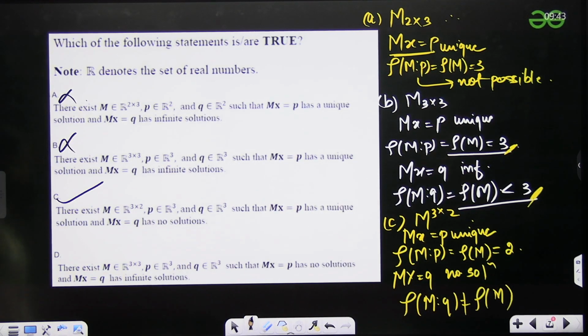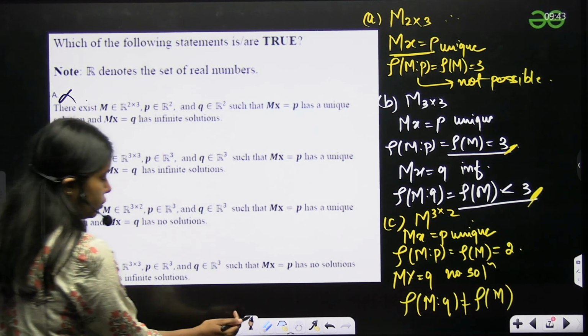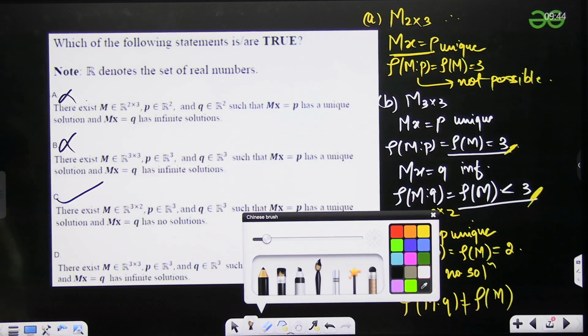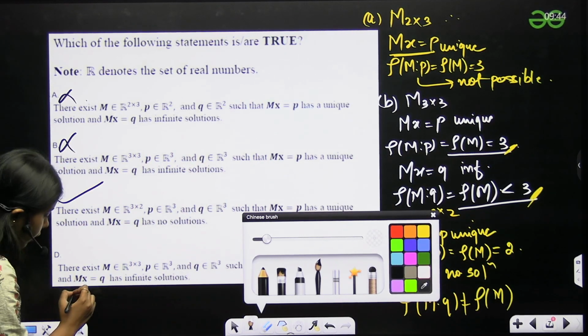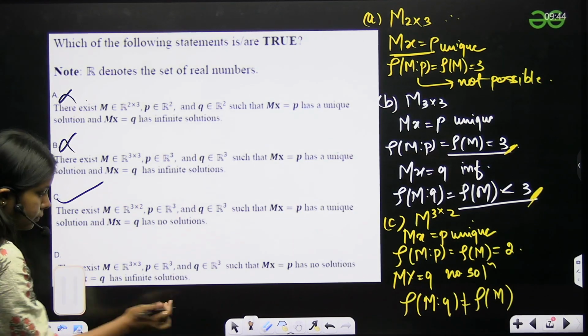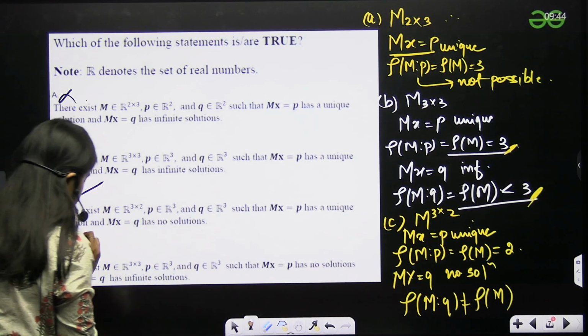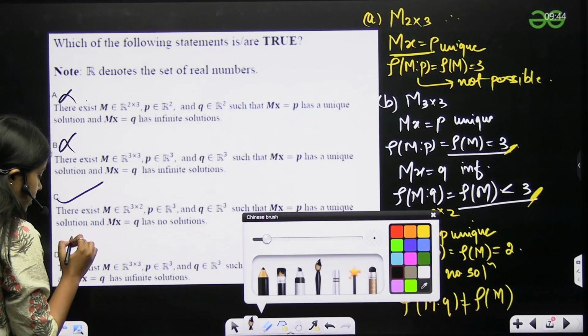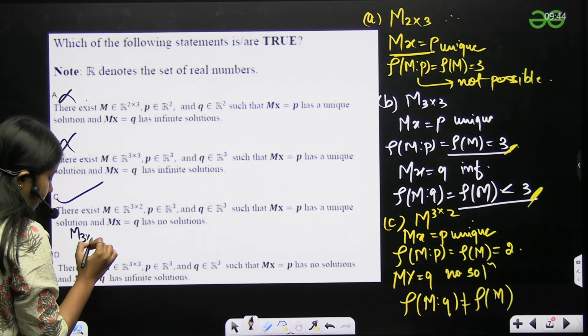D would be: there exists a 3 cross 3 matrix M. Guys, I am writing this at the bottom here because I do not have space. Just a minute. M is a 3 cross 3 matrix.